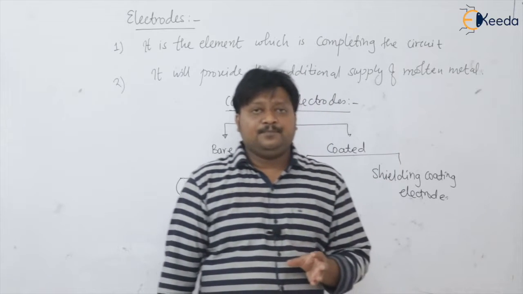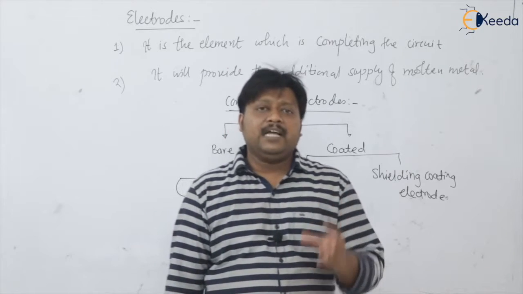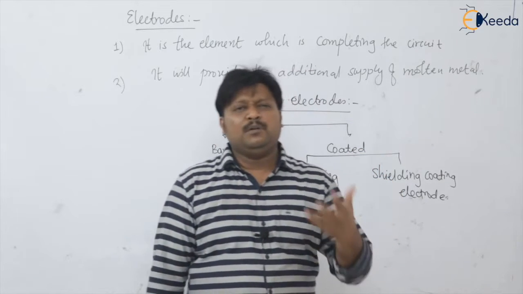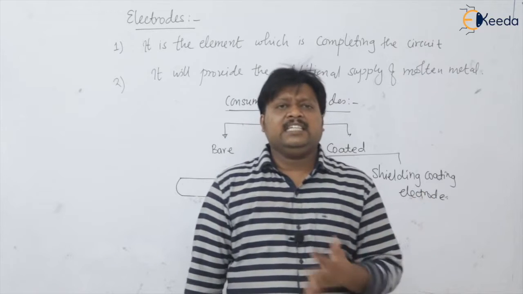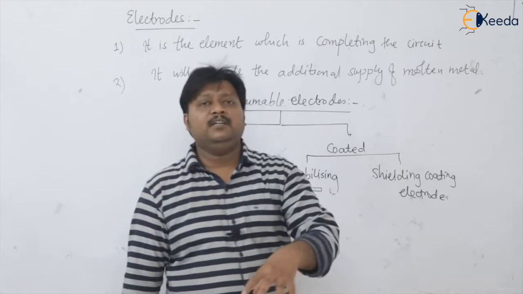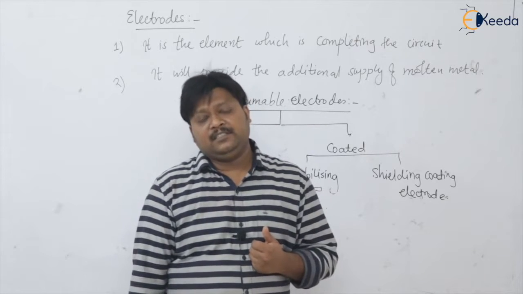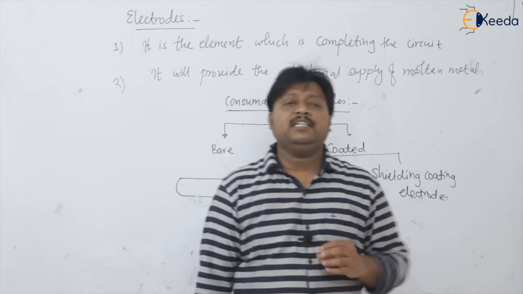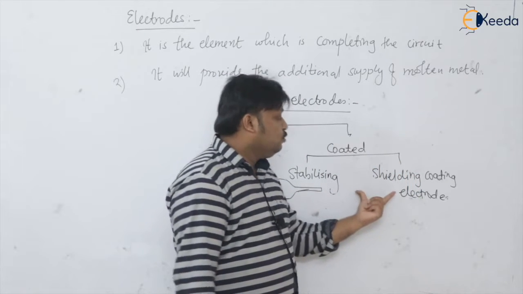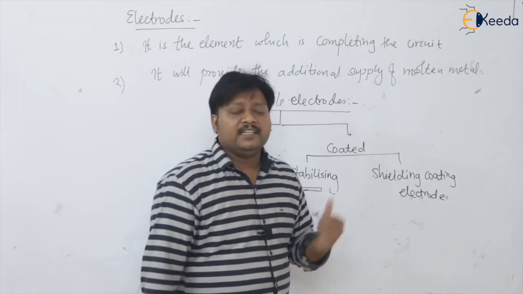Second important thing, that we can supply any additional alloying element to improve the mechanical properties of the weld, such as aluminum, copper, manganese, nickel, chromium, etc. These are the alloying elements we can supply from this coating into the weld pool or in your joint, so that you can get some good mechanical properties. So the supply of alloying elements we can also do from the coating on the electrodes. That is the second thing.